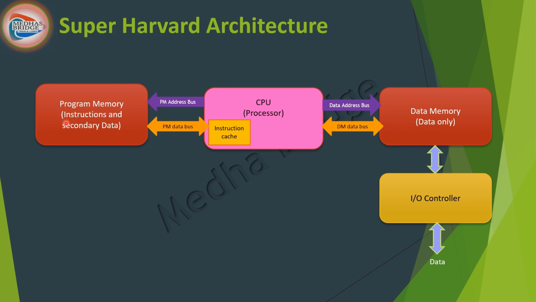Program memory is for instructions and secondary data. That is correct. Here in the program memory, we store the complete program and also one-time configured data, which we are going to persist for the entire program. Whereas data memory is used for storing the runtime variable data.